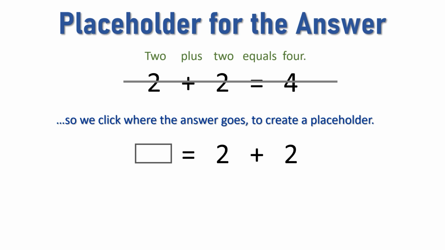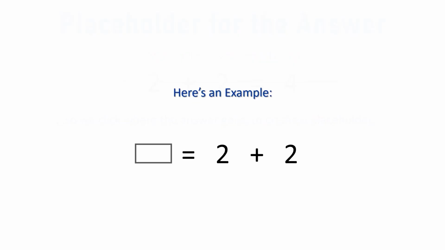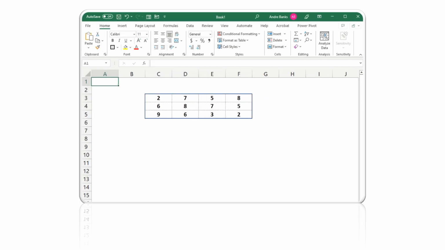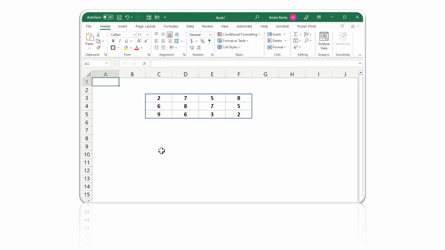Now, here's an example of what I mean, okay? I'll show you an example of me writing this 2 plus 2 into Excel. So from here, I'm first going to choose a cell where the answer goes, all right?